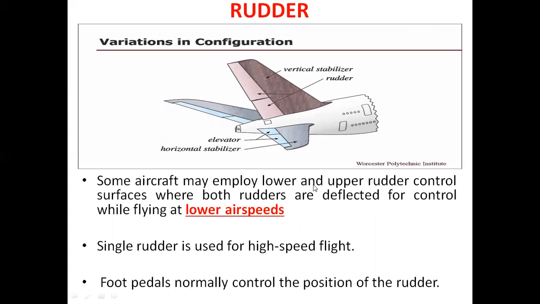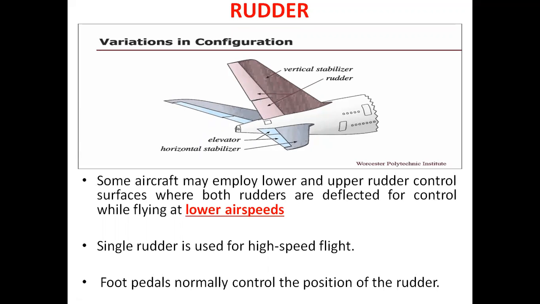Some aircraft may employ lower and upper rudders, where both rudders are deflected for control while flying at lower speed. So, some transport category aircraft have two sets of rudder. One is known as the top rudder, the second is known as the bottom rudder. Both rudders will be operated at low speed. But once the aircraft is flying at a higher speed, only a single rudder can be used. Means the bottom rudder can be used at the time of high speed flying.